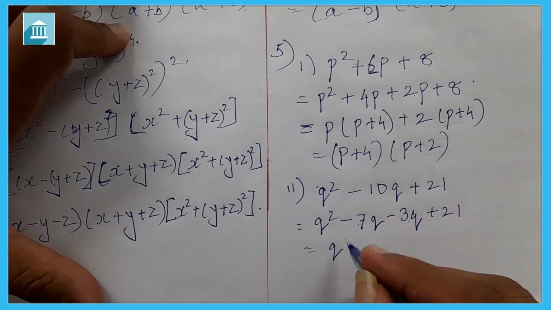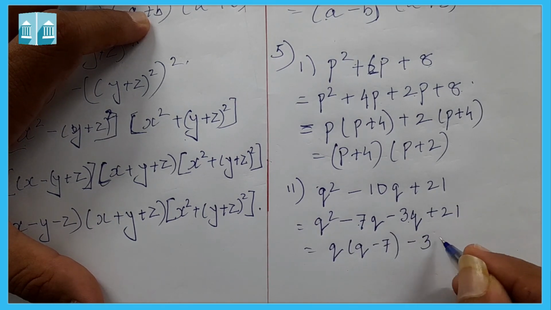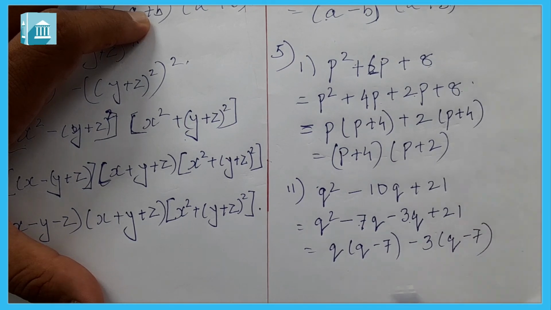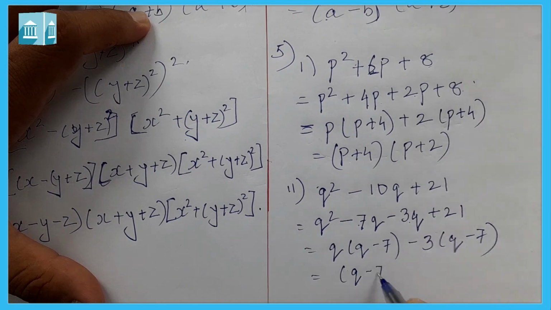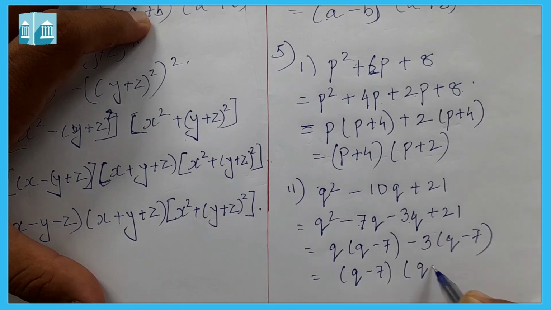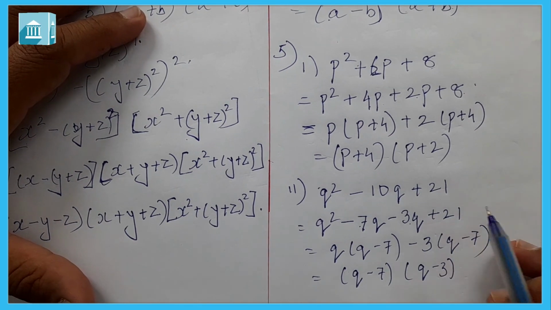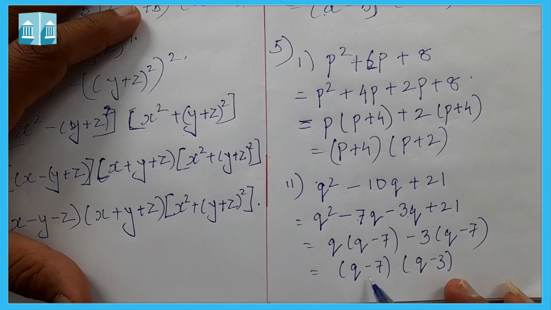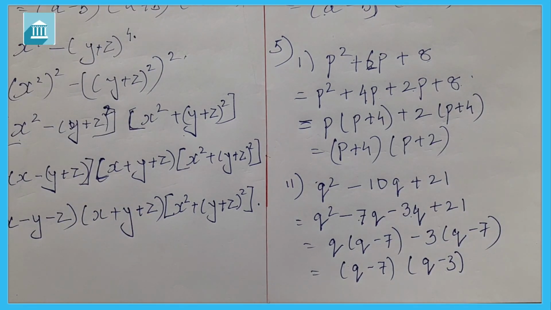q is common, so q into (q minus 7), and minus 3 is common, so minus 3 into (q minus 7). So the answer will be (q minus 7) into (q minus 3). So for q square minus 10q plus 21 it is (q minus 7) into (q minus 3). The next one, the third one, you can do by yourself. Here we end our exercise 14.2. The remaining sum is your homework. Thank you.